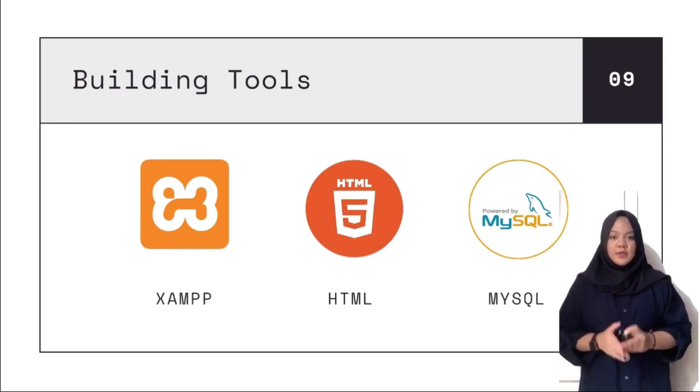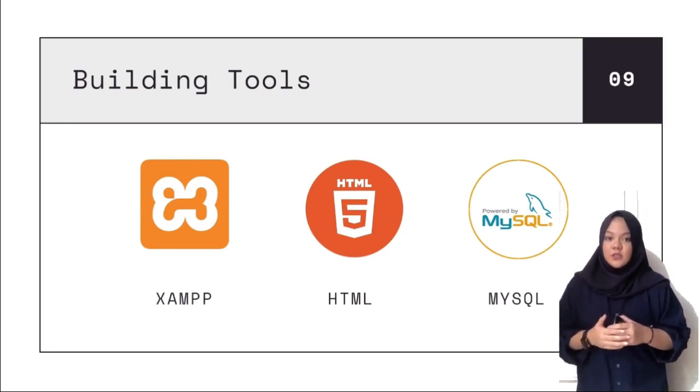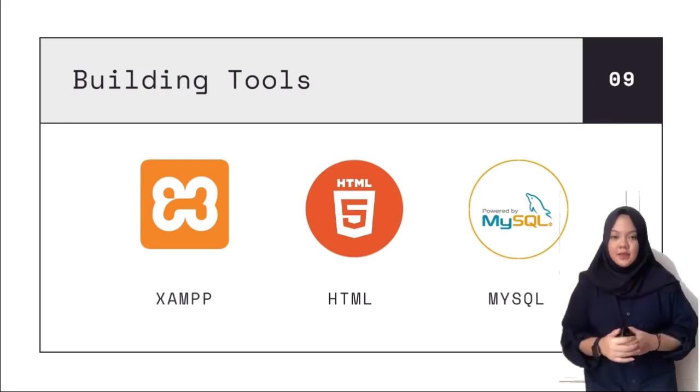The next one is HTML, or Hypertext Markup Language. This is the code that is used to structure a web page and its content. For example, content could be structured with a set of paragraphs, a list of bullet points, or using images and data tables. Okay, the third one is MySQL.